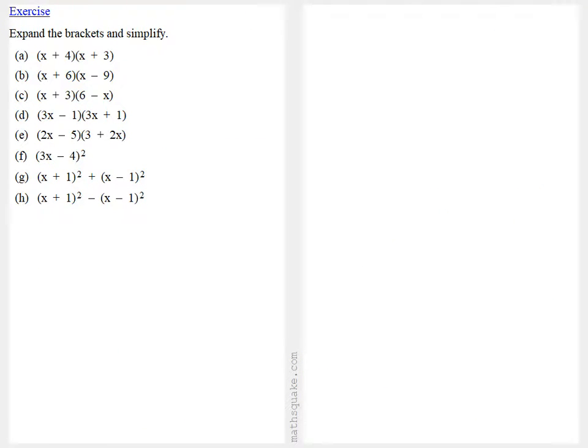Now we have an exercise where you're asked to expand the brackets and simplify. Pause the video at this stage, work through the questions, and then afterwards I'll go through the answers.